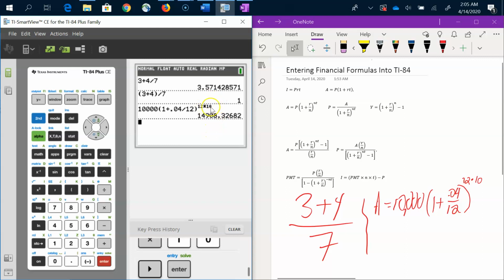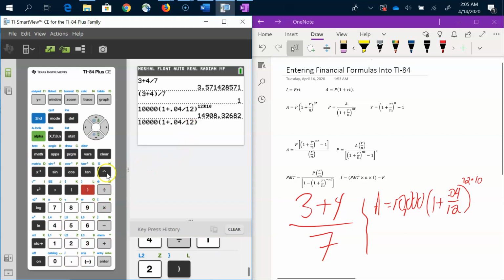Now I'm going to go ahead and let's just say that we have an older calculator. It does not do this fancy putting the exponent entirely raised. So I'll go ahead and do this again. 10,000 parentheses 1 plus 0.04 divided by 12.